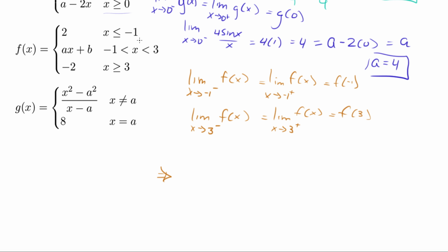So the limit when x approaches negative 1 from the left is 2. So 2 equals the limit when x approaches 1 from the right. We have to plug it into this one. So 2, oops, not 2. It's a times negative 1 plus b. Therefore, 2 equals negative a plus b.